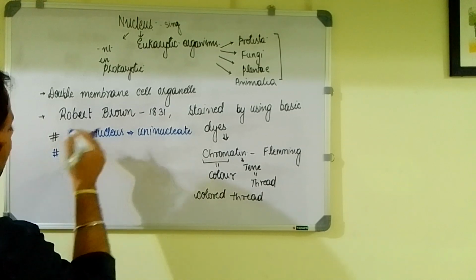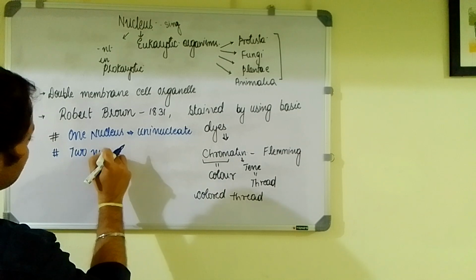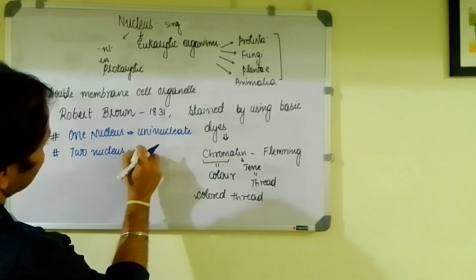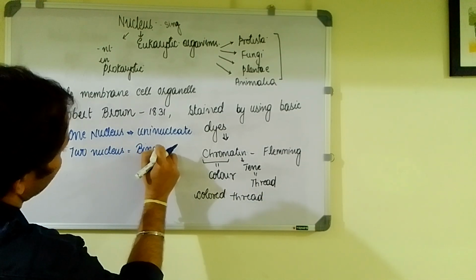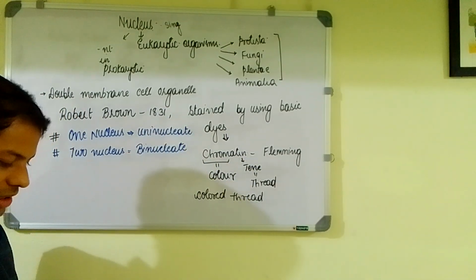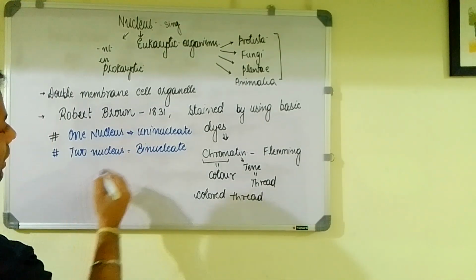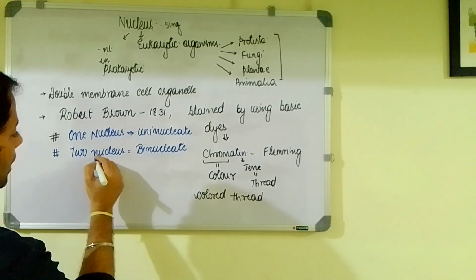Sometimes you have more than one nucleus. Let us take for example, there are two nuclei. If there are two nuclei, this condition is called the binucleate condition. Two nuclei are present, what is the condition called? Binucleate condition. Now, where do you find the binucleate condition?